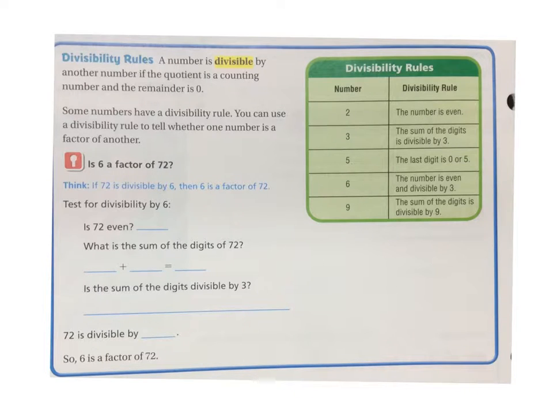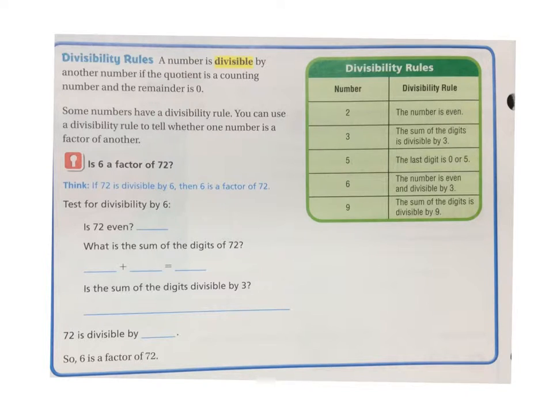Another way to tell if something is a factor, really quickly, of another number is by thinking about divisibility rules. Everyone say divisibility. Divisibility. A number is divisible by another number if the quotient, or the answer, is a whole number and the remainder is 0. Okay, a counting number means a whole number.